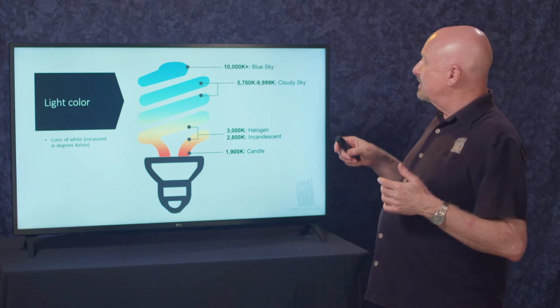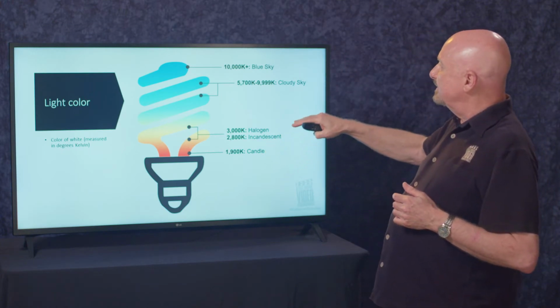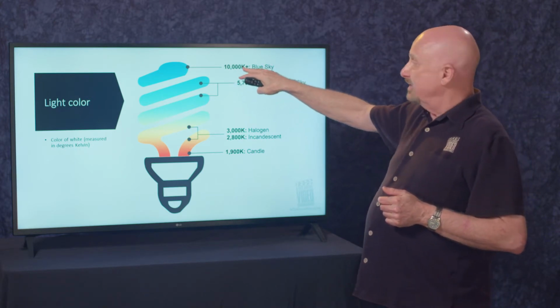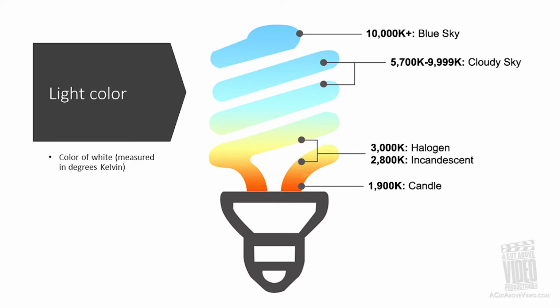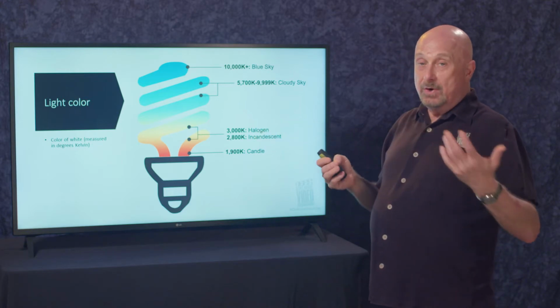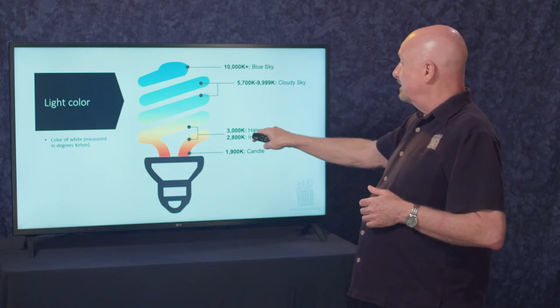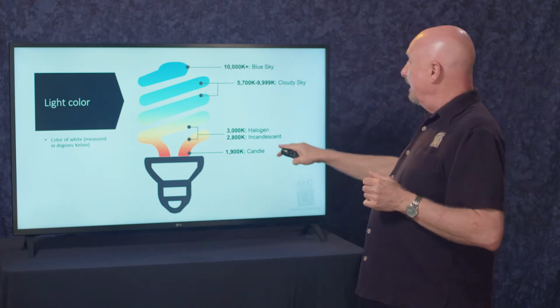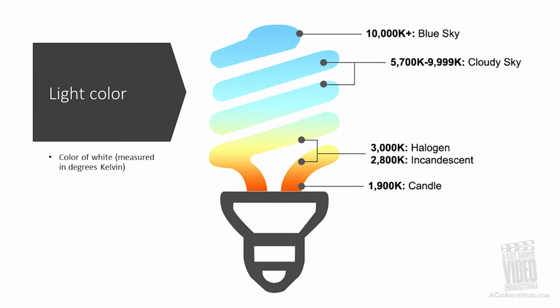So let's look at color temperatures here, just for a couple of different reference points. We'll start with a blue sky, which is about 10,000 degrees or higher color temperature. A cloudy day might be 5,700 to 10,000 degrees Kelvin. A bright sunny day is about 5,600 degrees Kelvin. A halogen lamp that you would find in a home fixture is about 3,000 degrees. These studio lights are about 3,200 degrees Kelvin. And an incandescent lamp that you might find in a home lamp is 2,800, and a candle about 1,900 degrees.